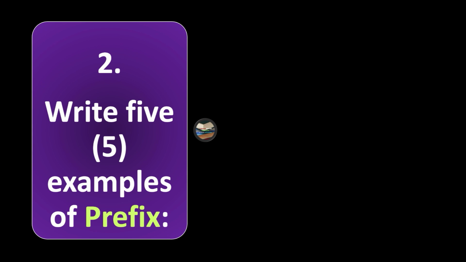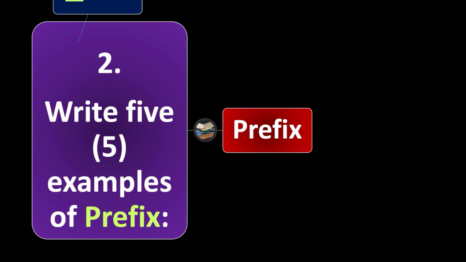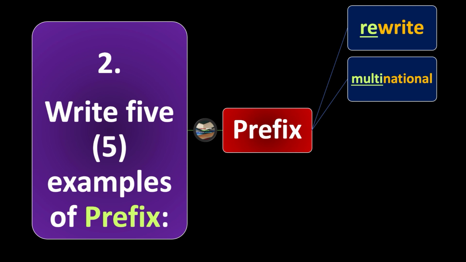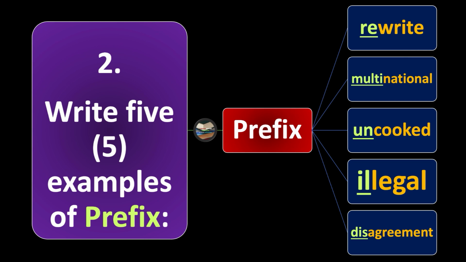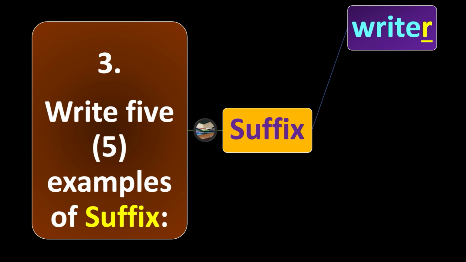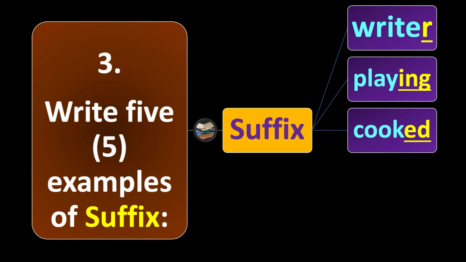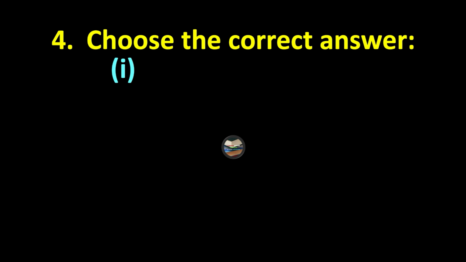We have some more questions to deal with. Write 5 examples of prefix. And for prefix, we have examples like rewrite, multinational, uncooked, illegal, and disagreement. 5 examples. Now we have question number 3. Write 5 examples of suffix. And we have suffix examples: writer, playing, cooked, eats, and quickly. So they are the 5 examples of suffix.